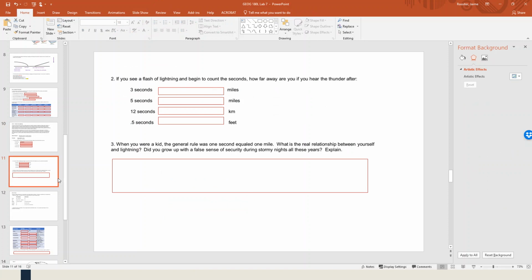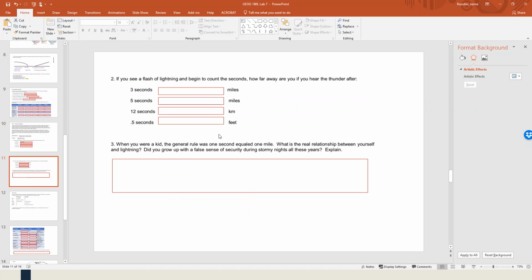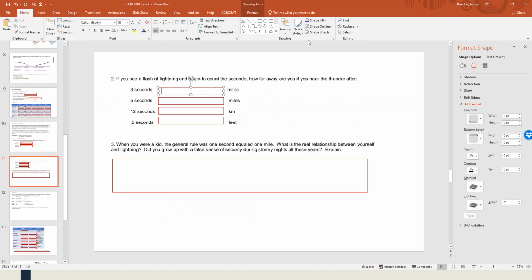So now we are not going to use this formula, right here, we're going to use this formula. We're going to do the rate times the time equals the distance. And again, pay attention to what it's asking for. So here it's asking for the miles. So the rate for miles is 0.208.